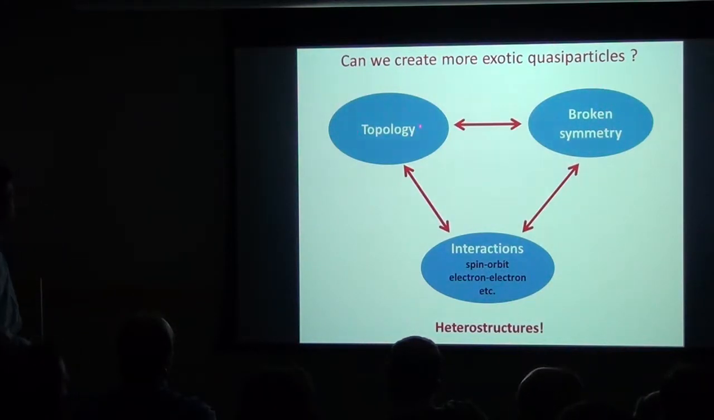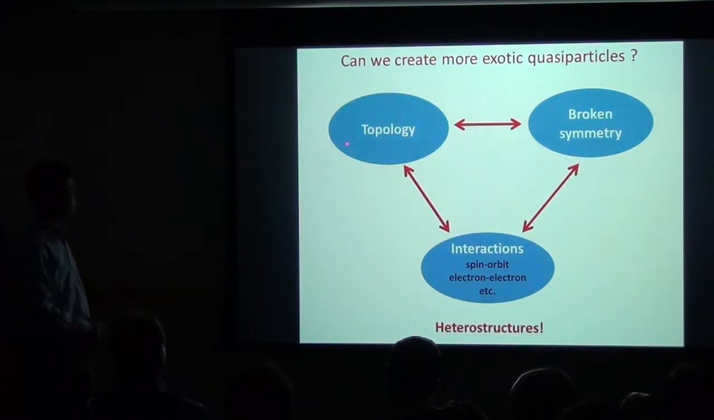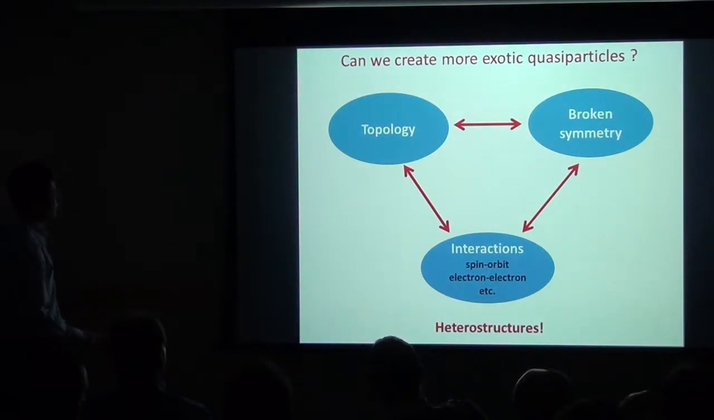For example, if we combine topological order, which comes from a topological insulator, with electron-electron interactions, we can grow a topological insulator on top of a Mott insulator or Kondo insulator. At the interface, there will be states that carry both the topological surface state of the topological insulator and the strong electron-electron interaction. Then we can study the topological insulator under the condition of strong electron-electron interaction. And if we combine topological order with broken symmetry, as I already showed before, we can have interface-induced ferromagnetism and superconductivity.